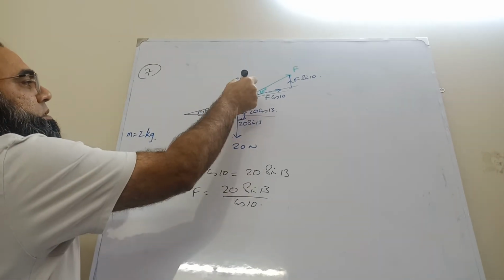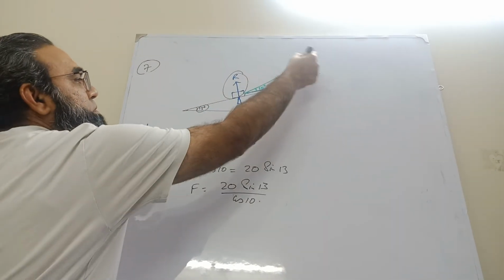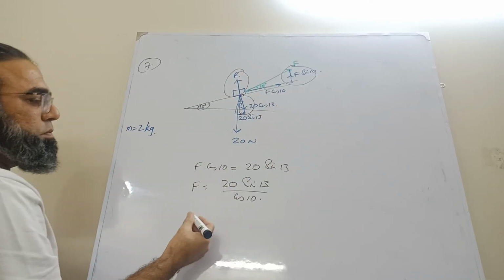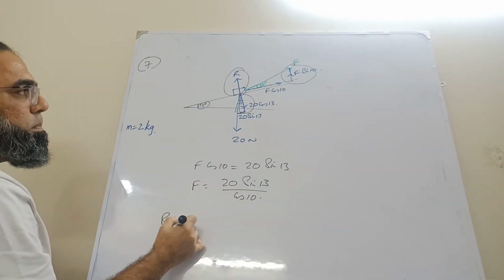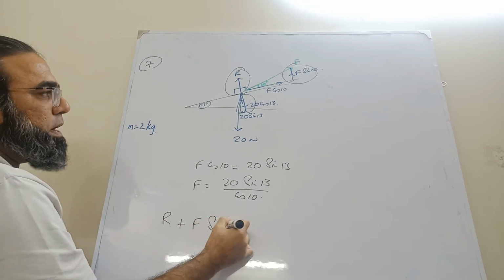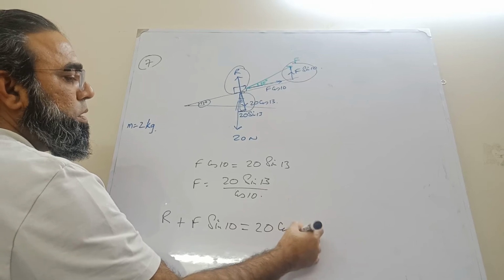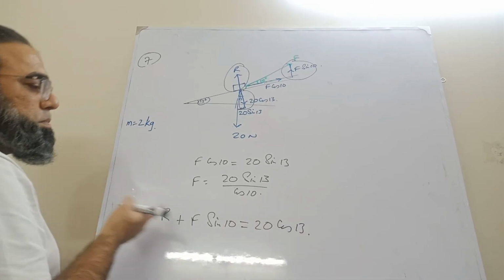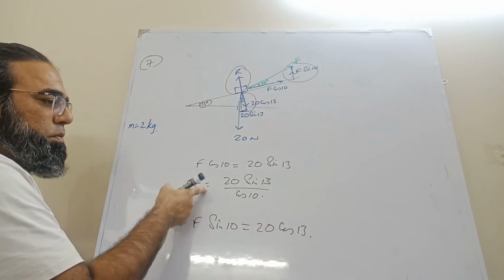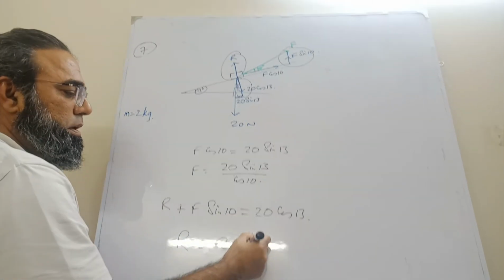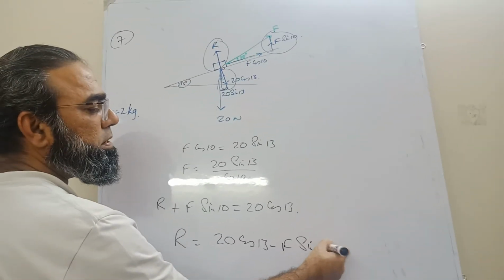So you see, this is the first force, the second force, vertical, and this is the third vertical force. So we shall say that this R plus F sin 10 is equal to 20 cos 13. Okay, you substitute this value of F from here into this, you will get your R. That is 20 cos 13 minus F sin 10.